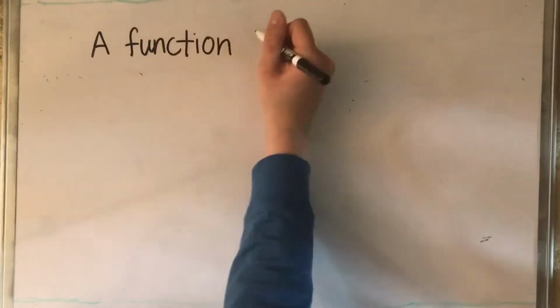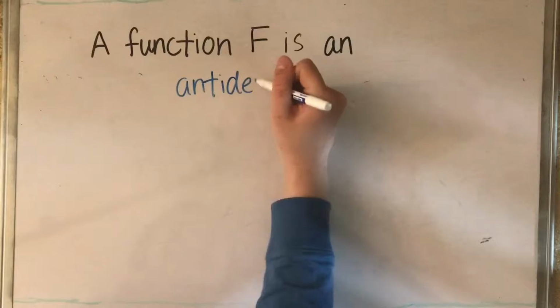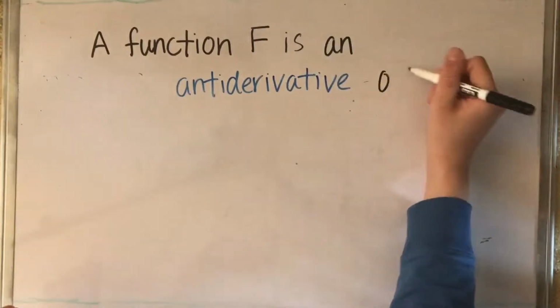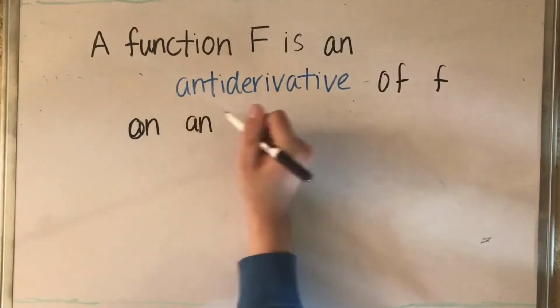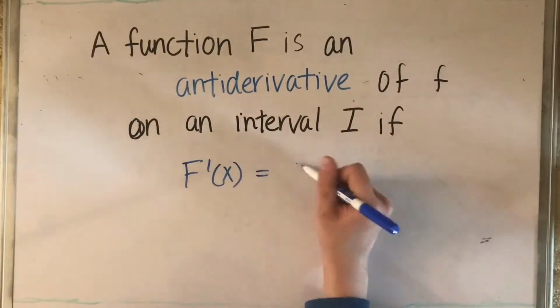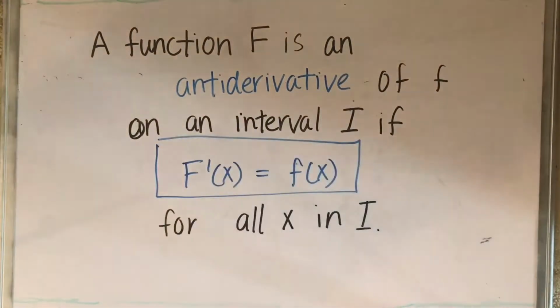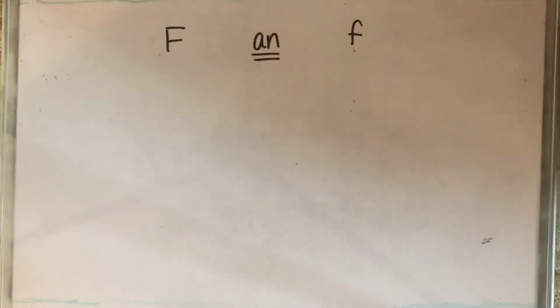Well, the function F is an antiderivative of f. To define this, a function F is an antiderivative of f on an interval, say I, if F prime of x equals f of x for all x within I. This is the most important part. Now let's talk about the plus c for a second.